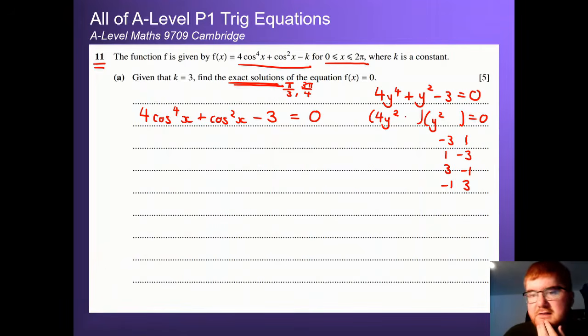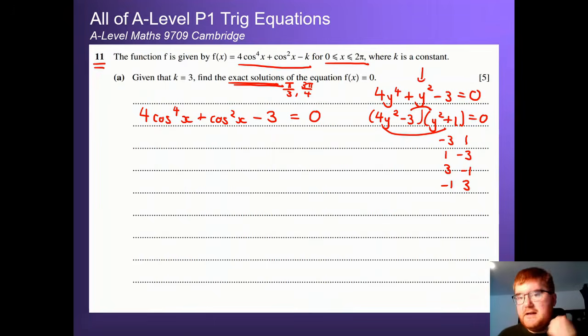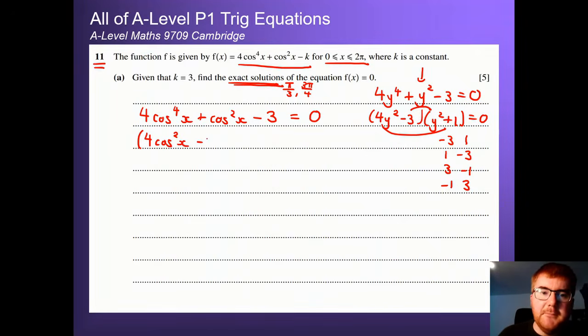And if we actually reverse this around, so if I put a minus 3 here and a plus 1, then if we check this, we can say, okay, 4y squared times 1 is 4y squared, minus 3 times y squared is minus 3y squared, 4y squared minus 3y squared gives me the plus y squared here. So if I transfer this to the question that we have, we can then write this as 4 cos squared x minus 3, and then cos squared x plus 1 is equal to 0.